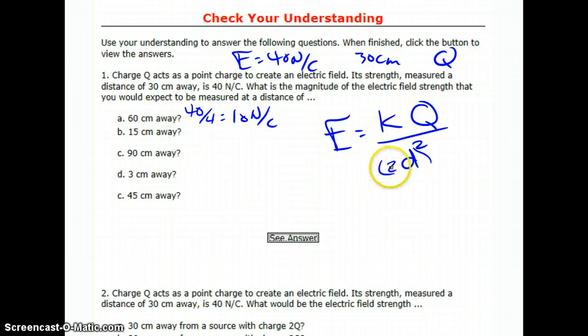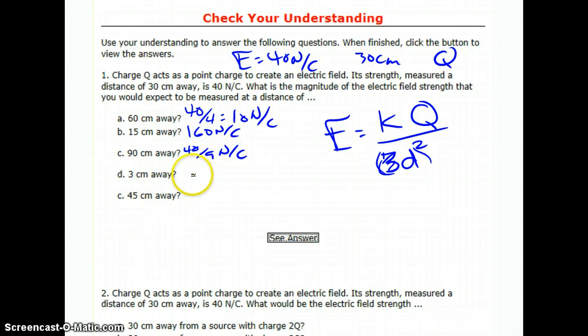If we go 15 centimeters away, we're then 1/2 of the distance. I have to square 1/2, that's 1/4. When you divide by 1/4, it's the same as multiplying by 4. So it's going to be 4 times more. So 40 multiplied by 4, which is 160 newtons per coulomb. If we go 90 centimeters away, that's 3 times further than the original. So put 3 out here. Again, we got to square that, so it's going to be a 9 times difference. And since we're increasing the distance, that's 1/9 as much. So it's going to be 40 over 9. And that's newtons per coulomb.